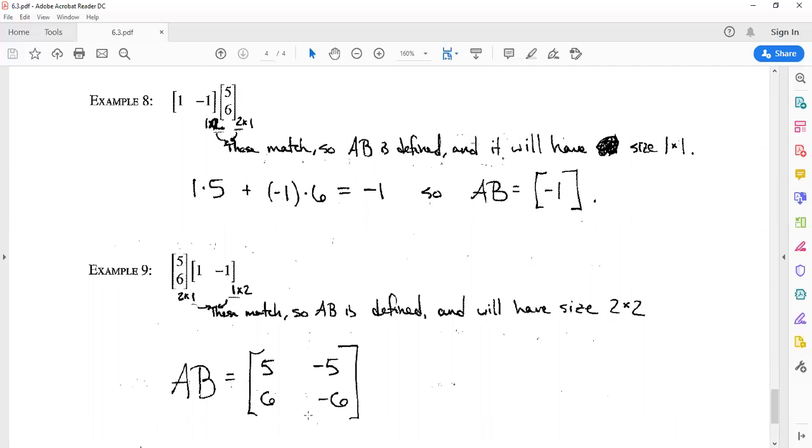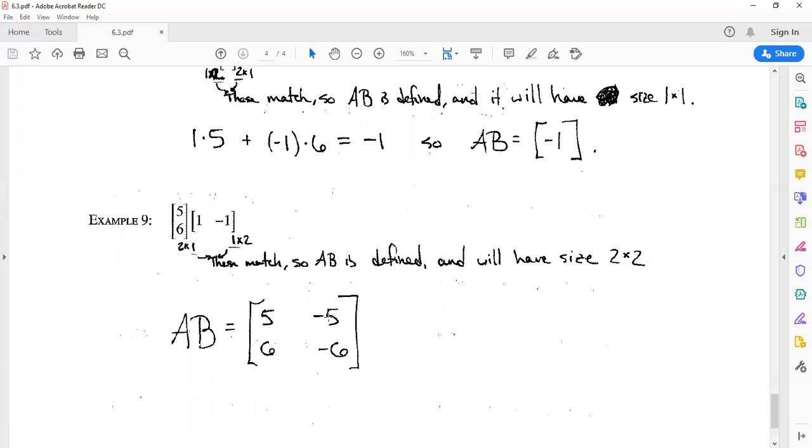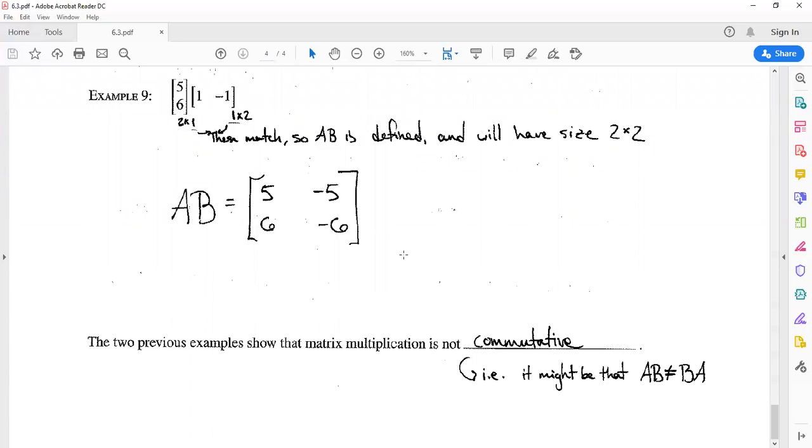And in fact, there are times where you can do a matrix product in one order, but if you turn it around, the inside numbers won't even match, so it won't even be defined the other way. So there are actually deeper problems than just this one. Together, this really shows that matrix multiplication is not what they call commutative. It does not satisfy this nice property of numbers that A times B equals B times A. That is not going to be the case for matrix multiplication.